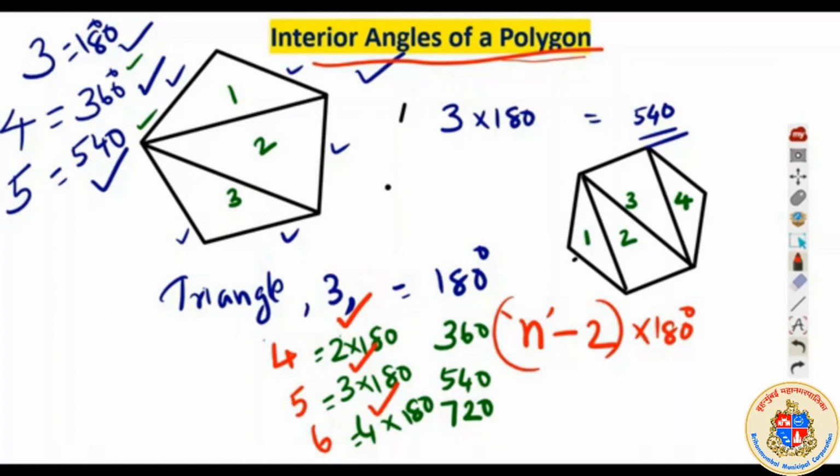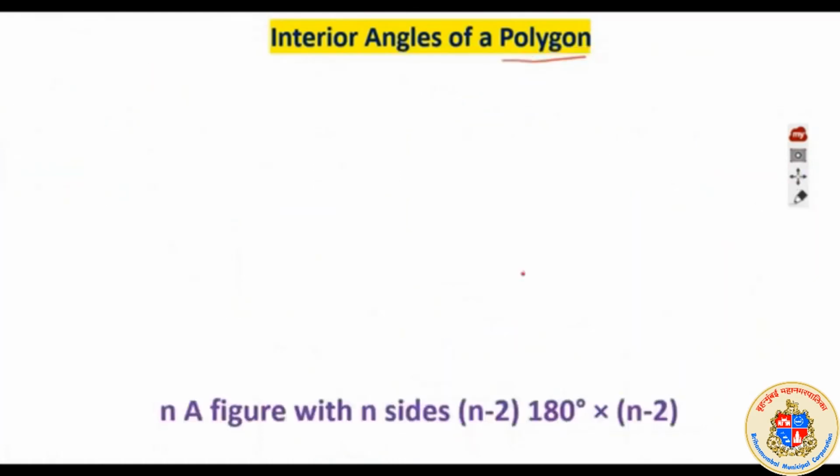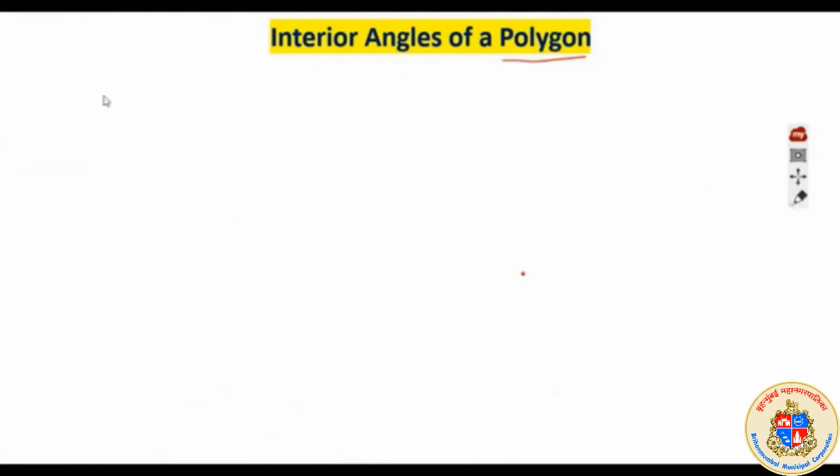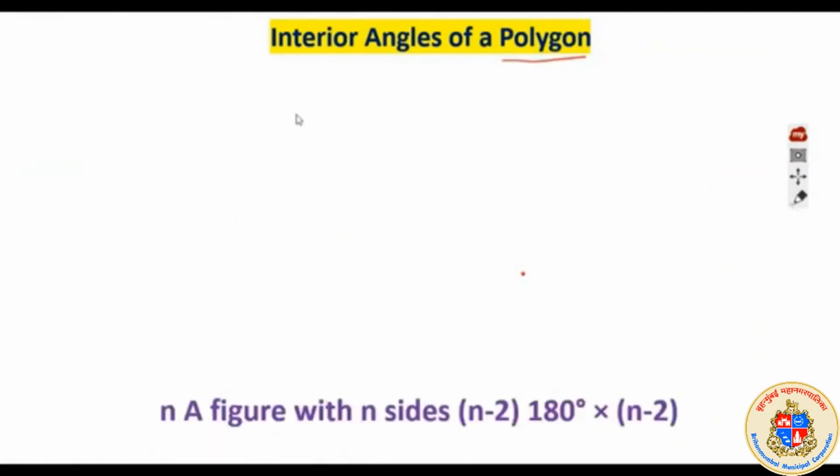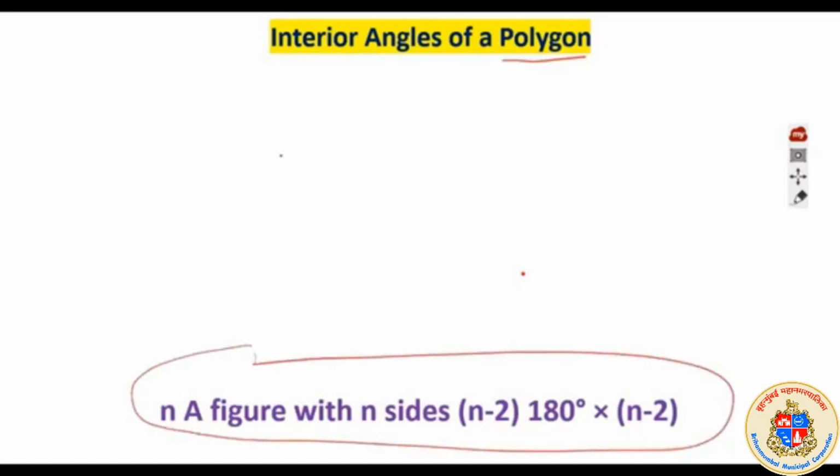That is the story. We will move ahead with all this knowledge, all this we know. And we got at last the conclusion that the interior angle sum of a polygon can be calculated with the formula (n minus 2) into 180.